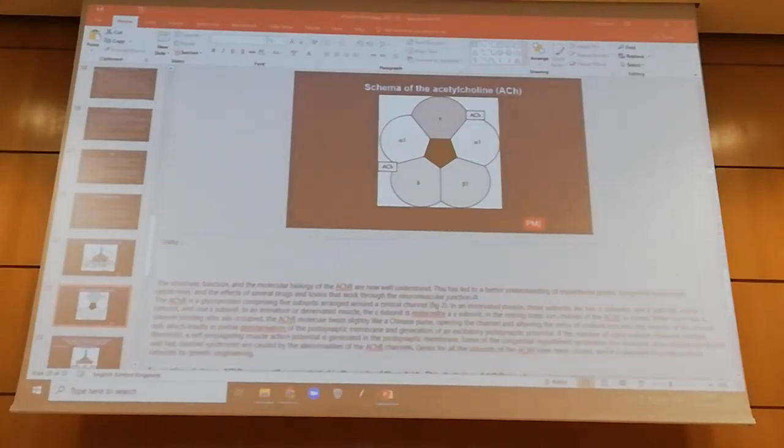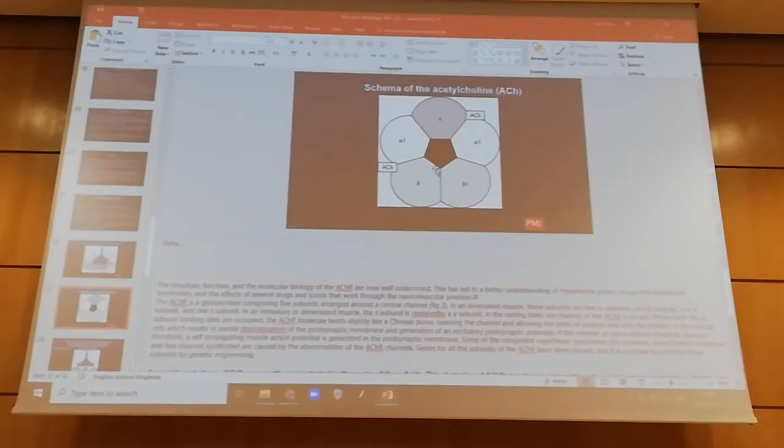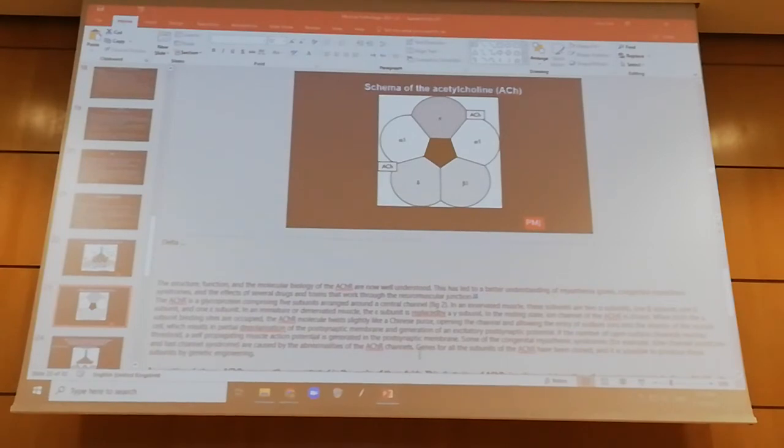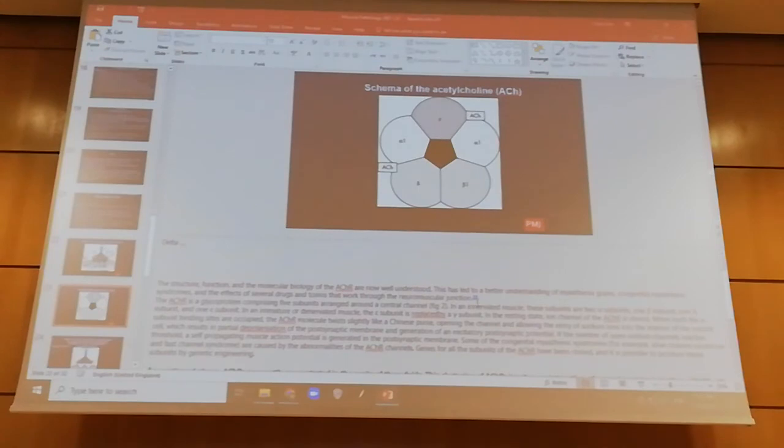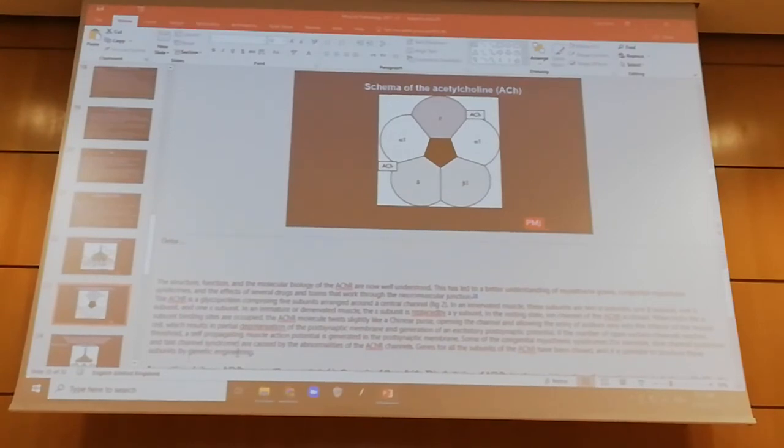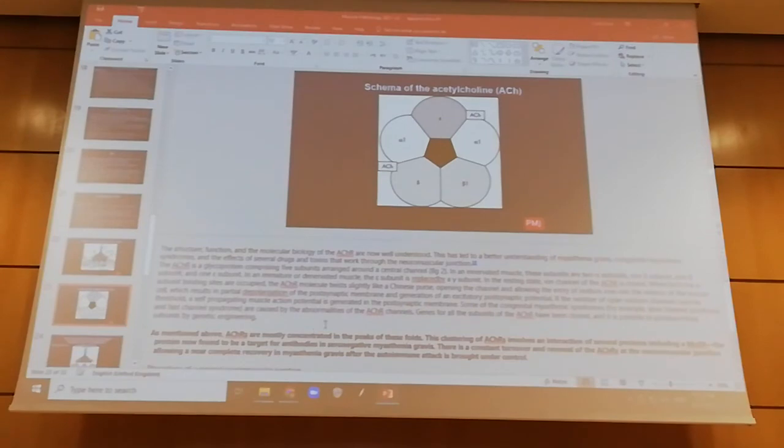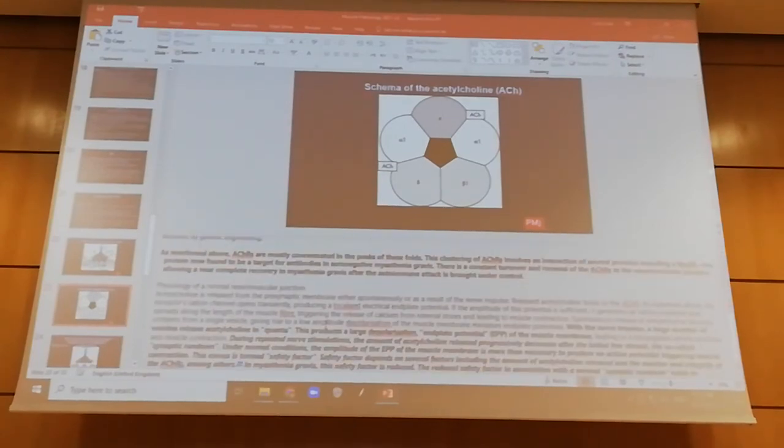Alright, now, if the number of the open sodium channels reaches a threshold, you will see a self-propagating muscle action potential generated in the postsynaptic membrane. Okay? Now, this is where some of the congenital myasthenic syndromes that we have talked about, the fast channel or the slow channel syndromes, are caused by abnormalities of AChR channels. Again, there's not much help here. All right. Okay.